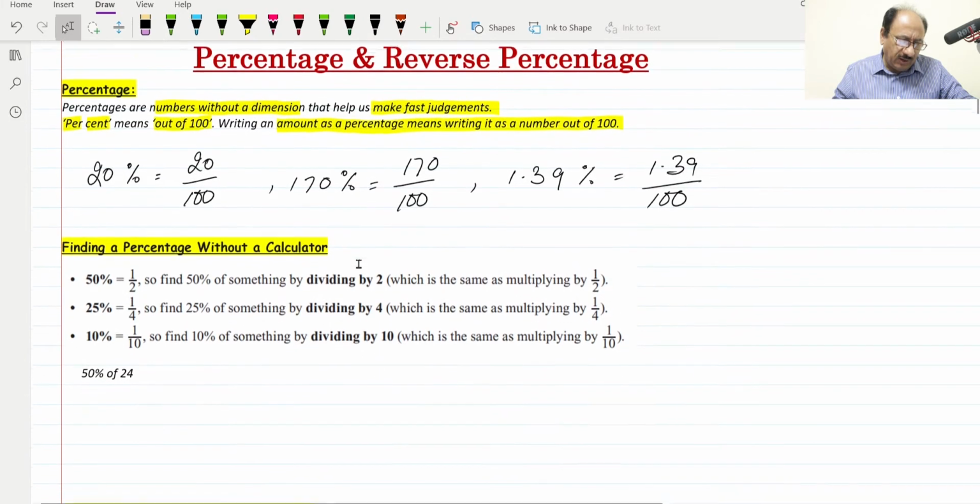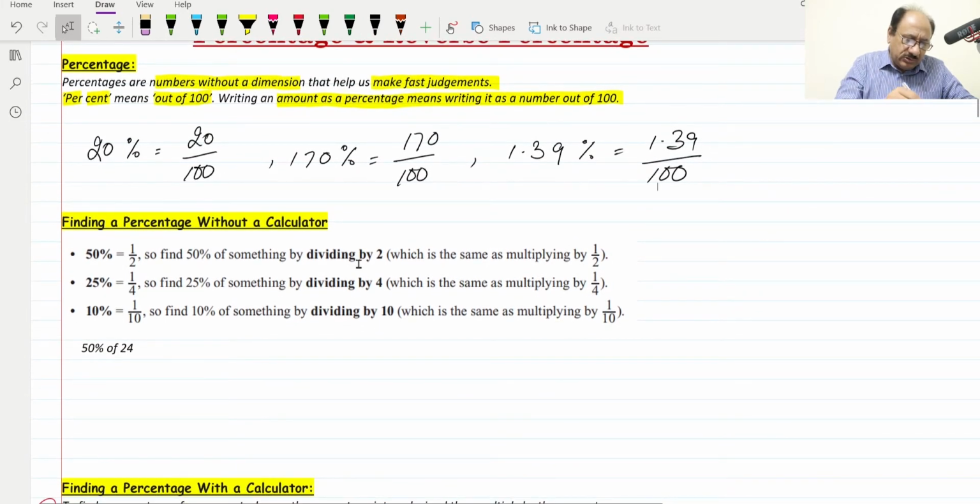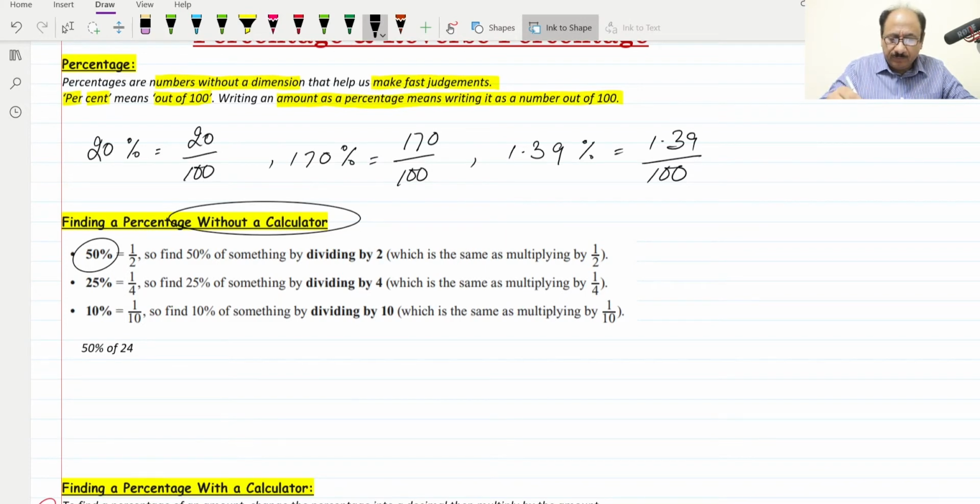Next, how can we find a percentage without a calculator? 50% means 1 by 2 or half. So if we have to find 50% of something, we will just find half of it. For example, 240, and 50% of this will be 120, which is half of 240.